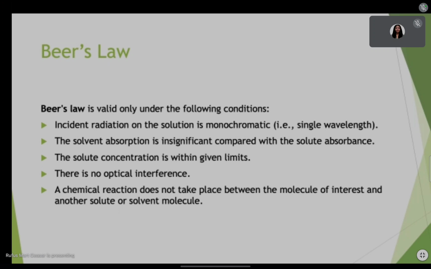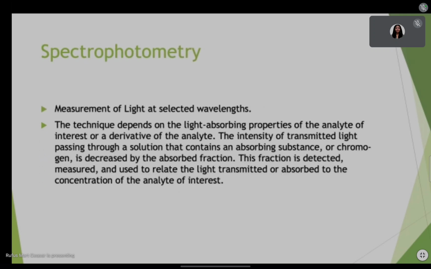So ni-describe lang natin. So a chemical reaction does not take place between the molecule of interest and another solute or solvent molecule. Ibig sabihin, kunwari, ethanol yung solvent mo. Tapos naglagay ka ng isang solute mo na nagre-react pala sa ethanol. So magbabago yung peaks mo kasi habang nagpo-progress yung reaction, nag-iiba yung compound, yung product, nag-iiba yung species na andun sa solution. Ayun.